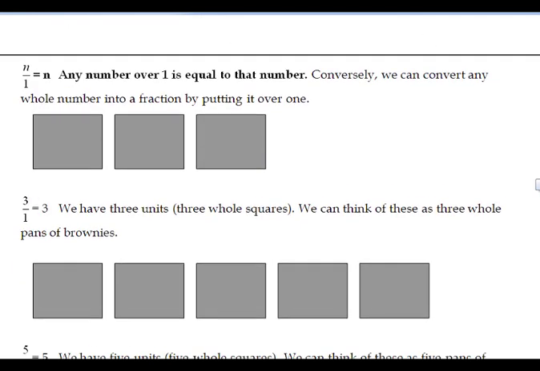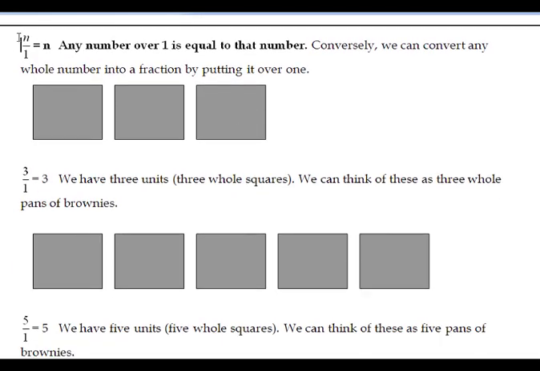Our next concept is any number over 1 equals that whole number. So for example, if we have 3 over 1, that equals 3. 1, 2, 3 whole units. Or if we have 5 over 1, that equals 5. 1, 2, 3, 4, 5. 5 whole units or 5 whole pans of brownies.